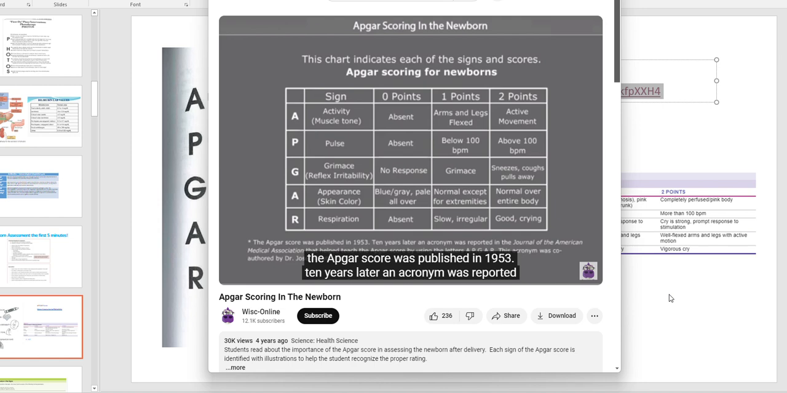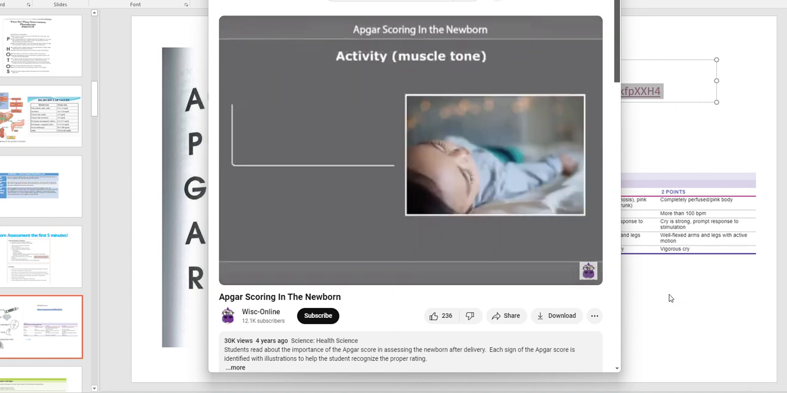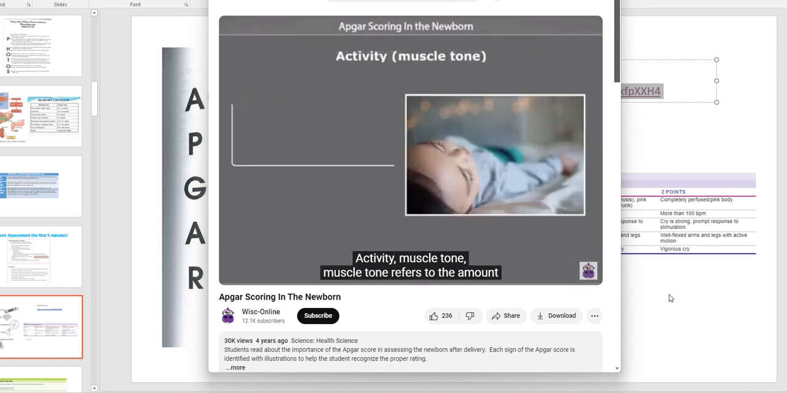The APGAR score was published in 1953. 10 years later, an acronym was reported in the Journal of the American Medical Association that helped teach the APGAR score by using the letters A, P, G, A, and R. This acronym was co-authored by Dr. Joseph Butterfield. Activity, muscle tone.